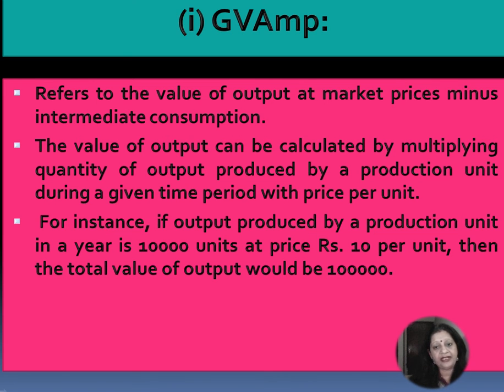The value of output can be calculated by multiplying the quantity of output produced by a production unit during a given time period with the price per unit. For instance, if output produced by a production unit in a year is 10,000 units at a price of rupees 10 per unit, then the total value of output would be 1 lakh. So this is the formula of calculating GVA at market price.